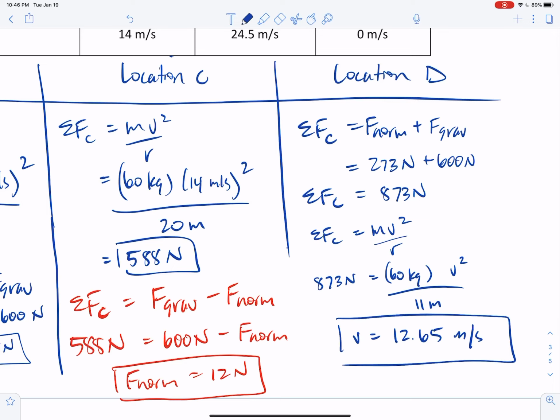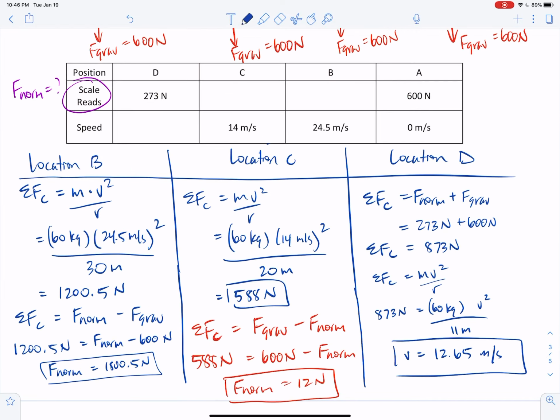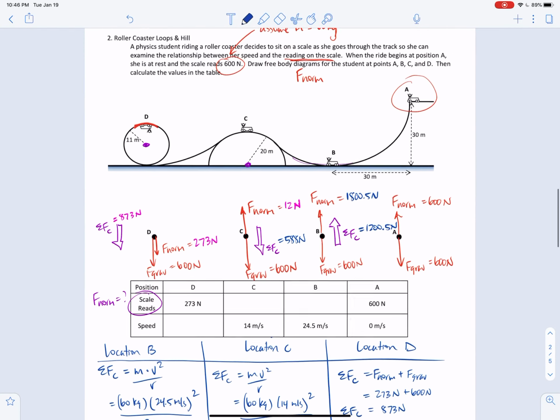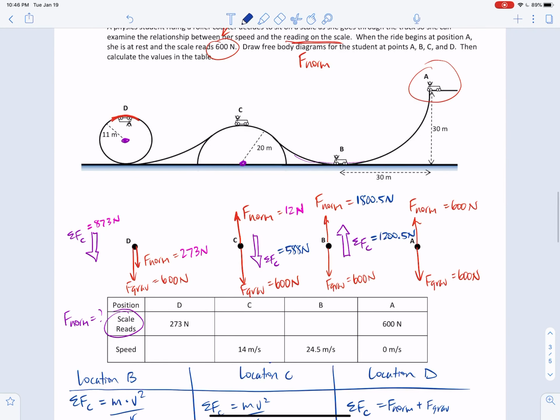Okay, so let's just review some of the big ideas from this before we close this video. Big idea number one is it is helpful to identify the direction of the centripetal force, okay? It's always going to be towards the center of the circle. So sometimes it was up, sometimes it was down in this situation.